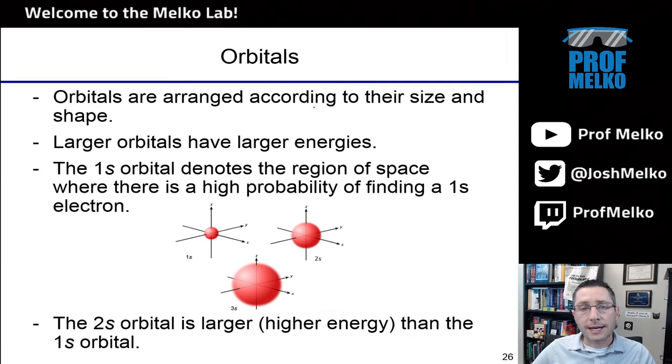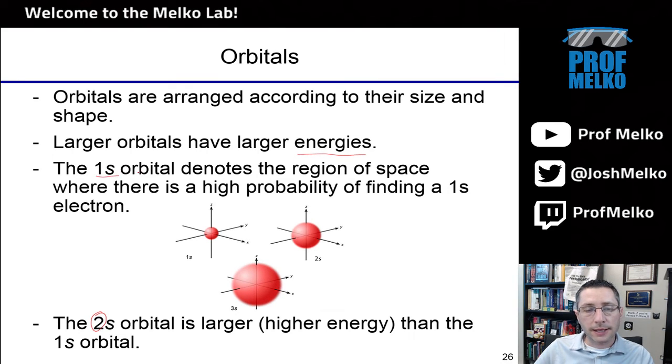Orbitals are arranged according to their size and shape, and it turns out that the sublevels are really different orbitals. So we have an s orbital, like we had an s sublevel, we have a p orbital, we have a d orbital, we have an f orbital. Importantly, we also have energy levels, 1, 2, 3. Okay, and the number describes the size of that orbital, right? Just like we saw the larger numbers denote larger orbits, larger numbers are really denoting larger orbitals. Okay, and larger orbitals have larger energies.